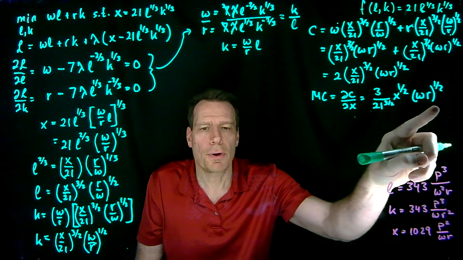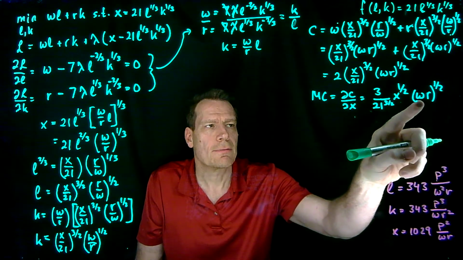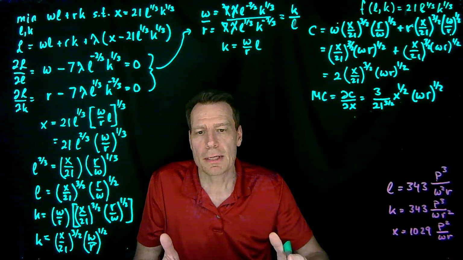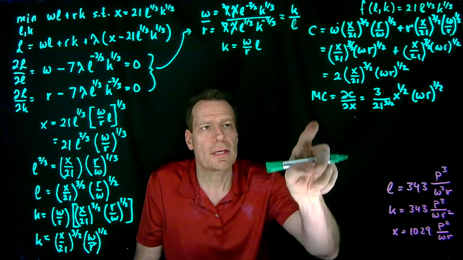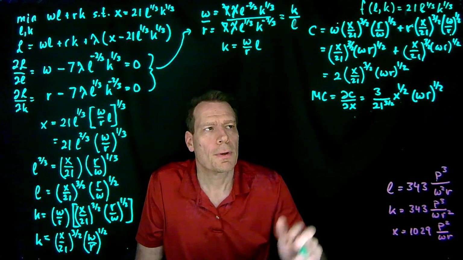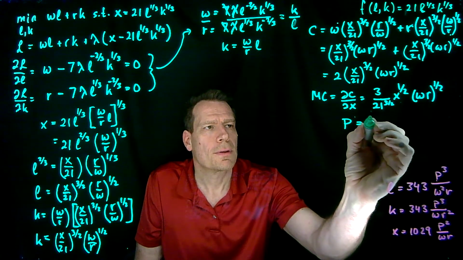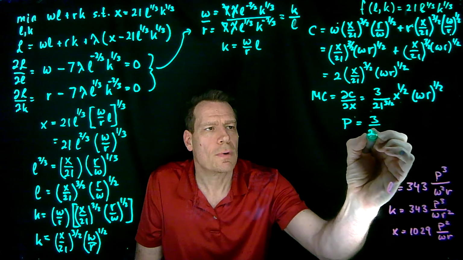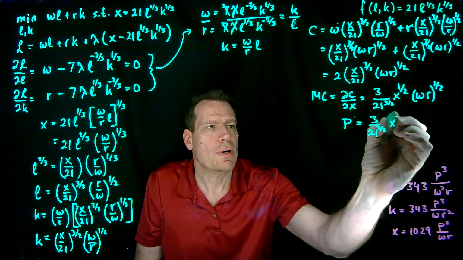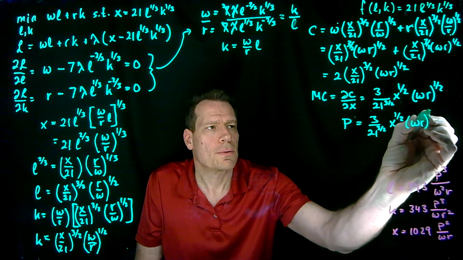This is the marginal cost we're going to incur for any output level x, given the wage and the rental rate. And in two-step profit maximization, in that second step, we say we need to set that marginal cost equal to price. That'll tell us how much we should produce. So we're going to set price equal to 3 divided by 21 to the 3/2 times x to the 1/2 times WR to the 1/2.